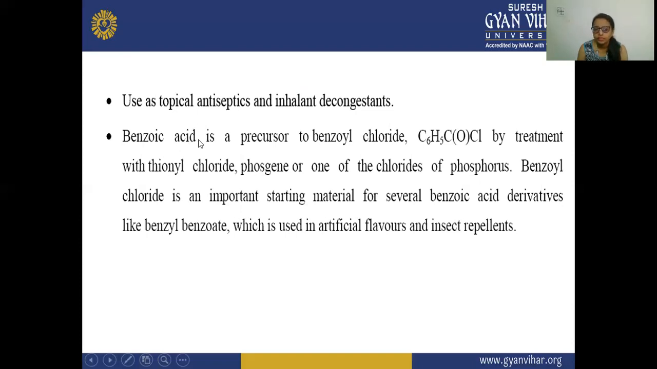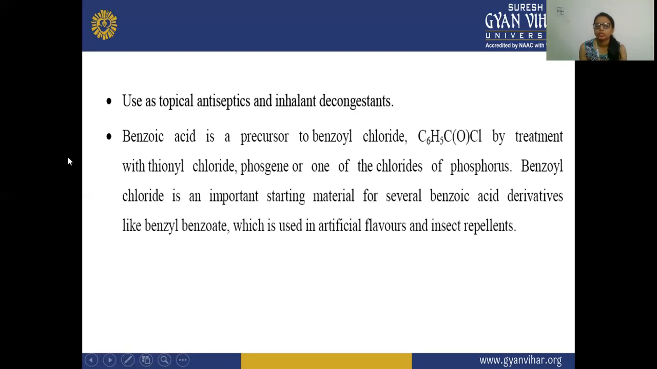So this benzoic acid is a precursor to benzoyl chloride. It is used in the formation of benzoyl chloride, C6H5COCl, by treatment with thionyl chloride, phosgene, or one of the chlorides of phosphorus. Benzoyl chloride is an important starting material for several benzoic acid derivatives like benzyl benzoate, which is used in artificial flavor and insect repellent. So here, benzoic acid is a precursor to benzoyl chloride.